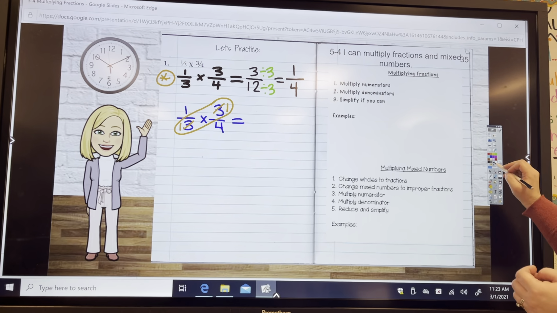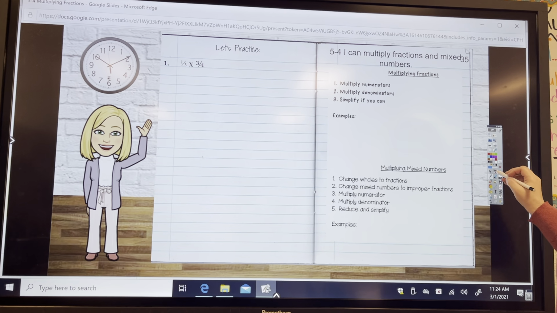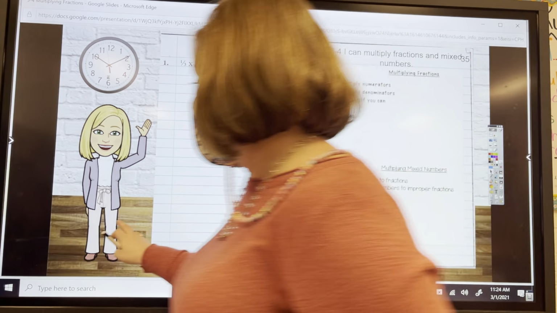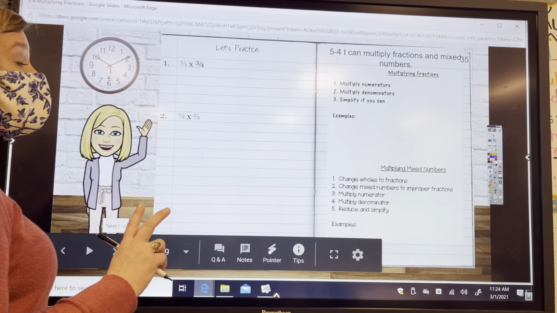Did we get the same answer? Yeah, we did. It does not matter which way you do it, okay? All right, so if you're somebody that likes to do it that simplifying way, that's fine, okay? I will work them out both ways for those of y'all that like it like that.